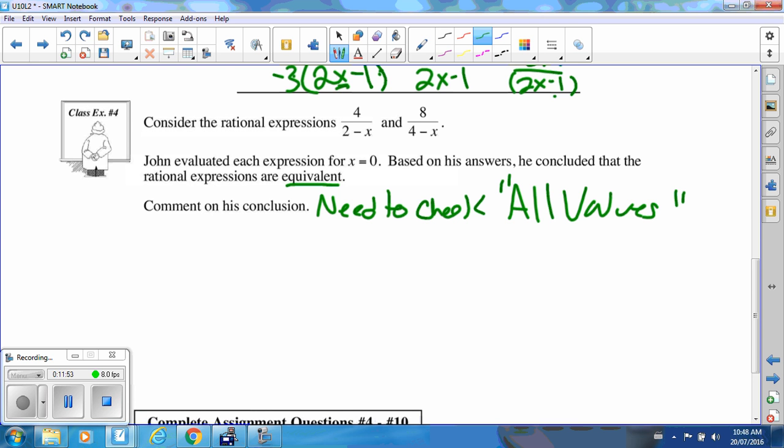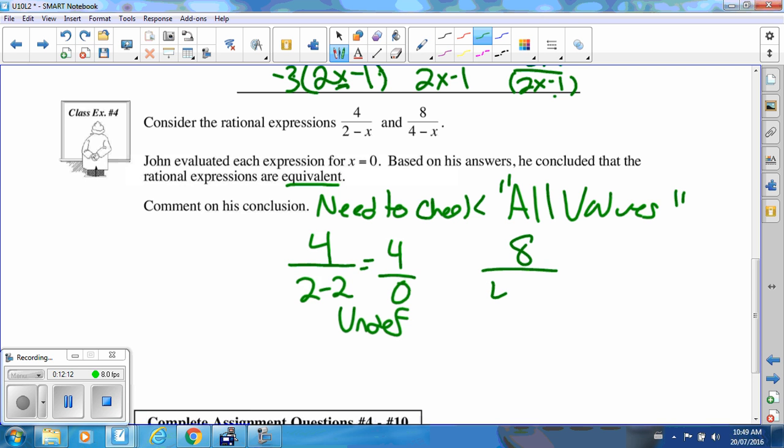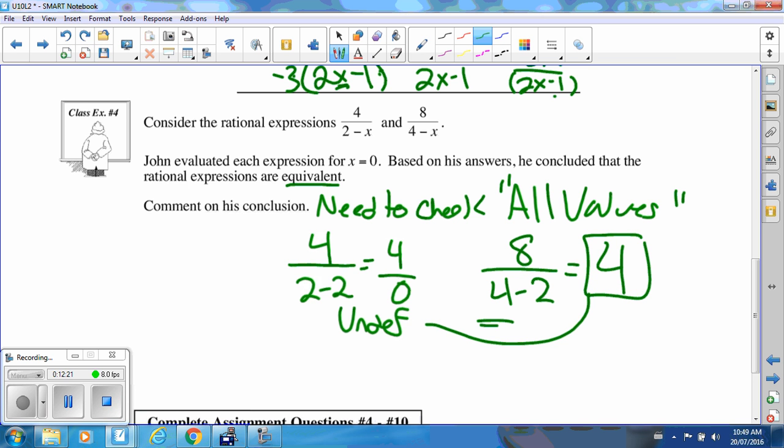All we need to do is find one value that makes it not true, and that's enough to disprove his conclusion. I'm going to put in x equals 2. 4 over 2 minus 2, well, that's 4 over 0. That's undefined, or does not exist. If we try this, well, hey, 4 minus 2 is just 2. 8 over 2 is 4. This works. But 4 is not the same as undefined, therefore not equivalent.